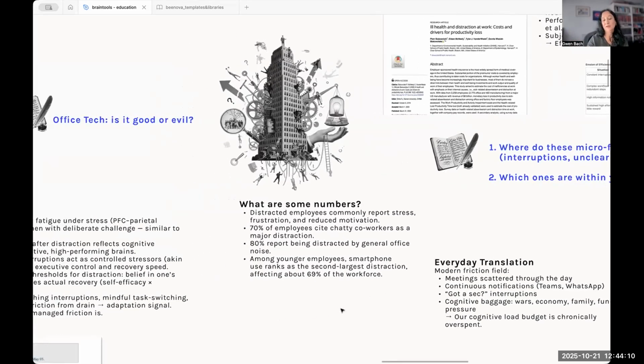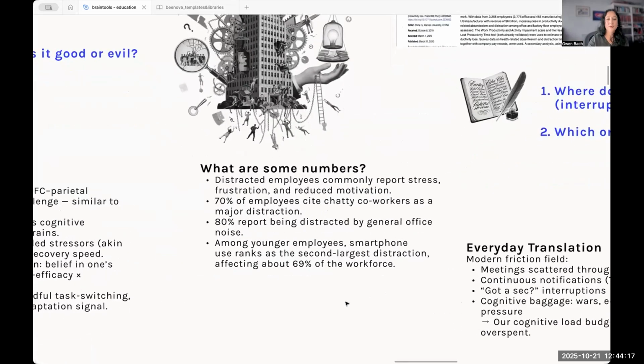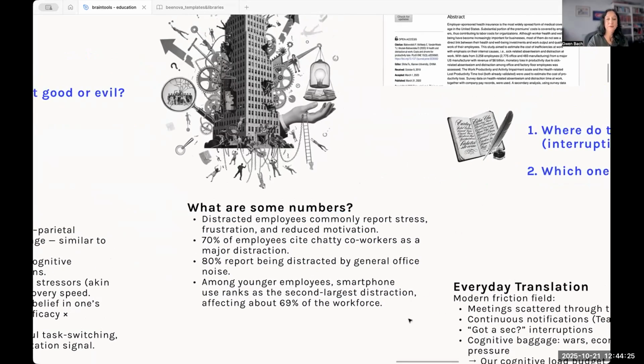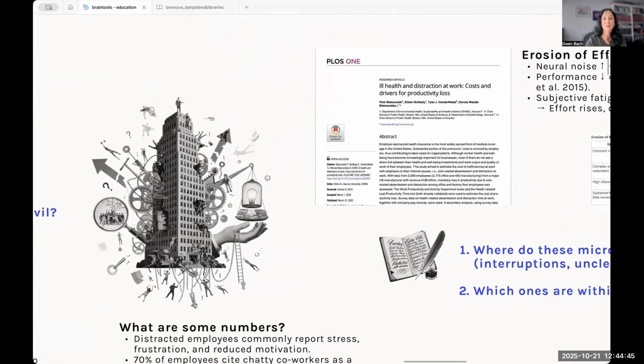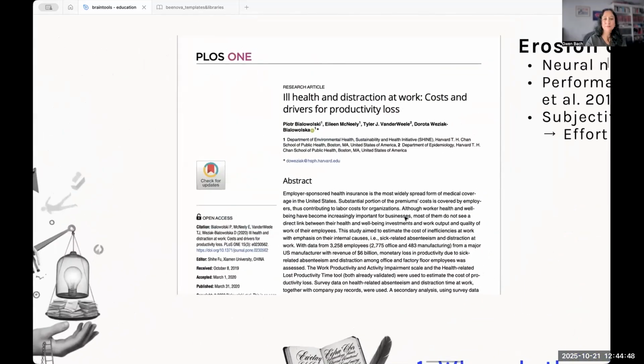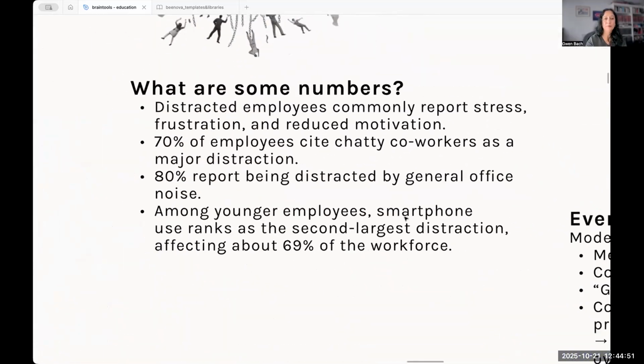So, let's look at some of the numbers. Distracted employees commonly report stress, frustration, and reduced motivation. That's what we just said. But the number of people that complain about that is really surprising, because 70% of employees cite chatty coworkers as a major distraction. And this comes from this research paper. That's where I got the numbers from.